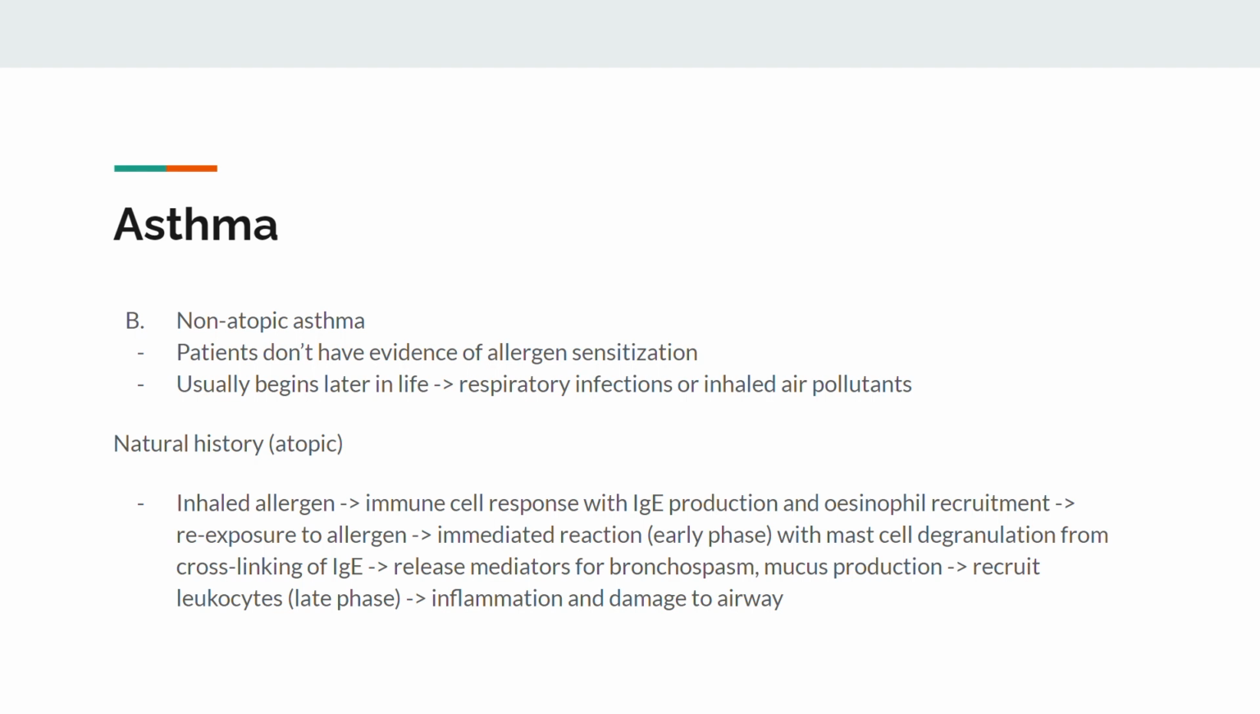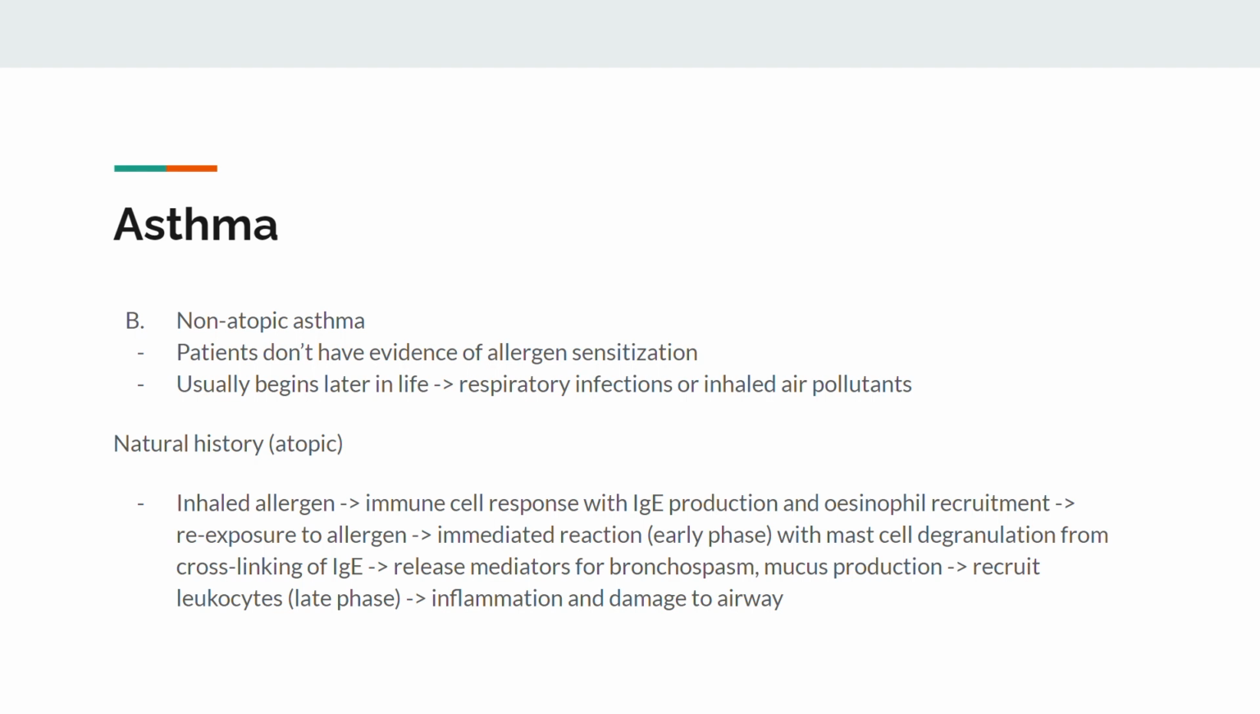In terms of the natural history, I've got a diagram on the next slide which will sort of put these words into pictures. So you inhale the allergen for the first time, whatever it may be, you know, dust mites, cut grass, cockroach antigens or whatever. You then get an immune cell response with a massive amount of IgE production and eosinophil recruitment. So that's what happens initially.